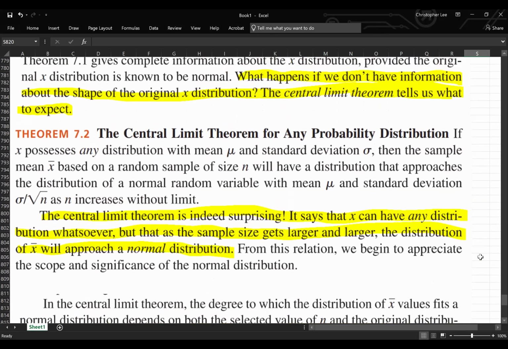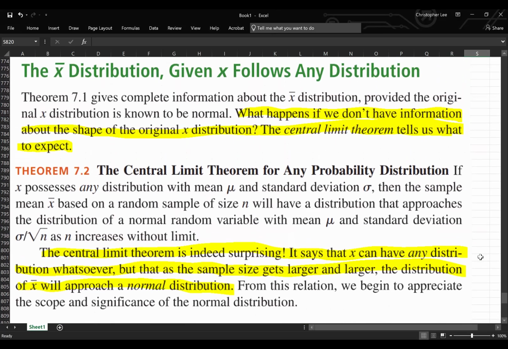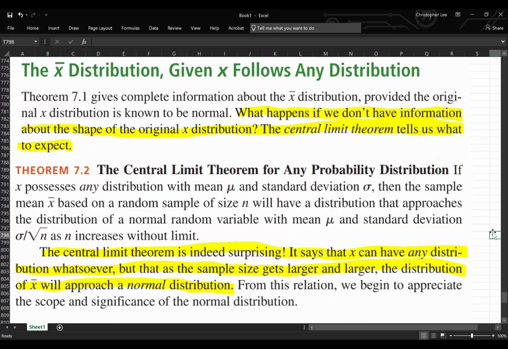So we got theorem 7.2, the central limit theorem for any probability distribution. If X possesses any distribution with mean mu and standard deviation sigma, then the sample mean X bar based on a random sample of size n will have a distribution that approaches the distribution of a normal random variable with mean mu and standard deviation sigma over the square root of n as n increases without limit.